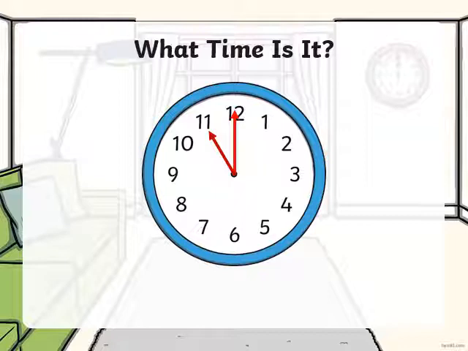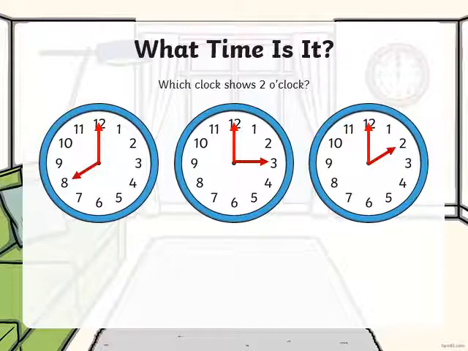The hour hand is on 11 and the minute hand is on 12. So remember, when the minute hand, which is longer than the hour hand, is on 12, I say o'clock. So it is 11 o'clock. Excellent. Now it is 6 o'clock. And now 9 o'clock. What happens when both hands are on 12? Easy. 12 o'clock. Excellent.